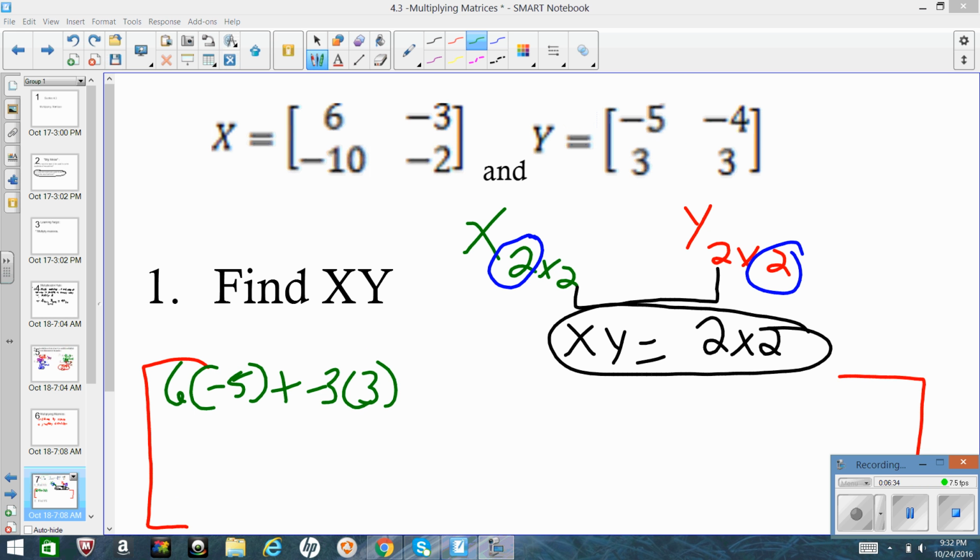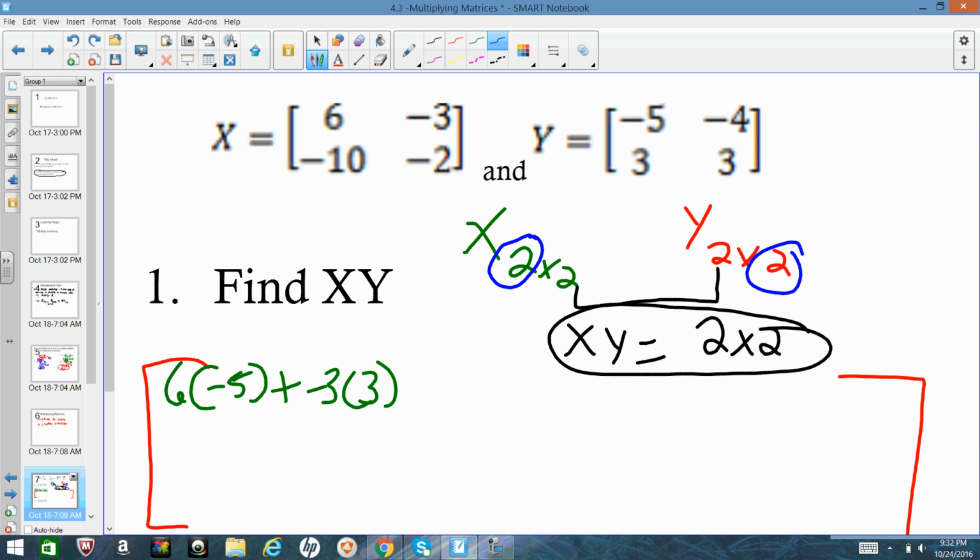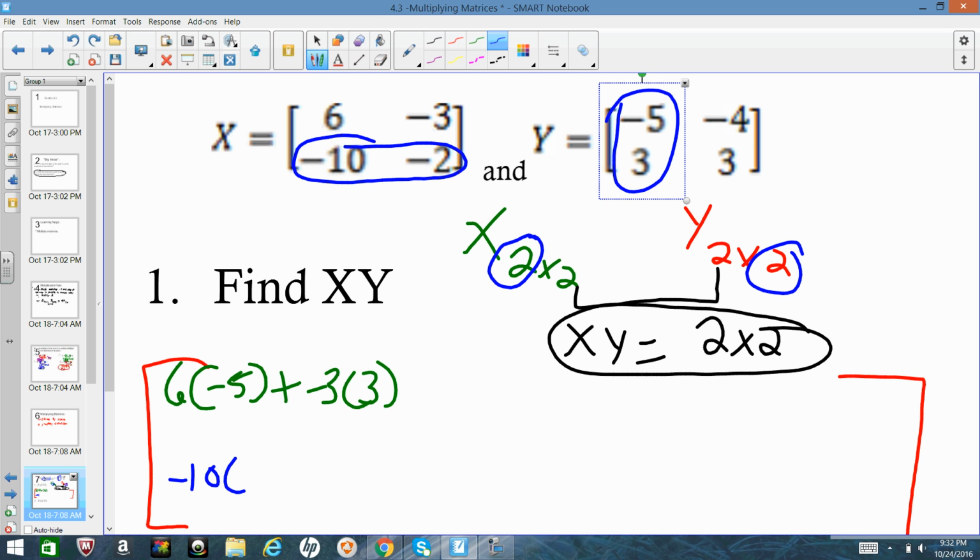So next we're going to do the bottom left-hand side. So we would take negative 10 and negative 2, because that's our bottom, and we're going to multiply it times negative 5 times 3. So I'd have negative 10 times negative 5. So negative 10 times negative 5 plus negative 2 times 3.